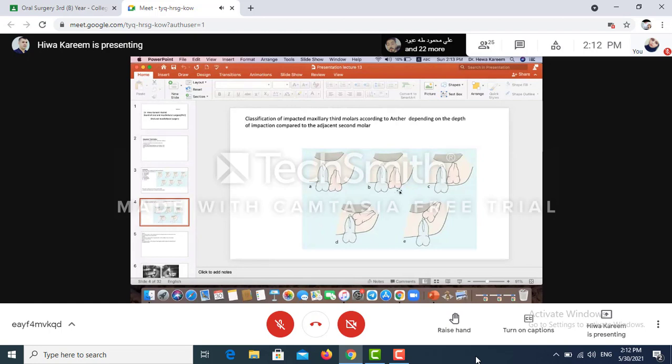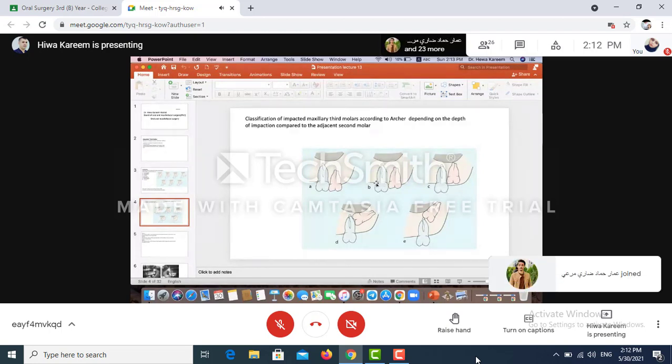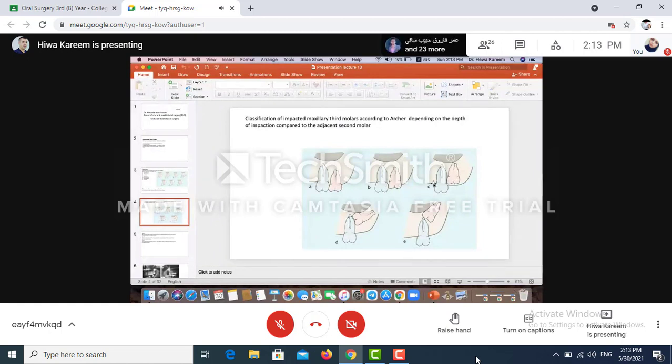And class B: occlusal surface is below the occlusal surface of the second molar and above the cervical line. This is the cervical line. This is class B. And class C: occlusal surface of the third molar is below the cervical line of the second molar. This is the classification of the upper third molar. We have two types, angulation and depth.